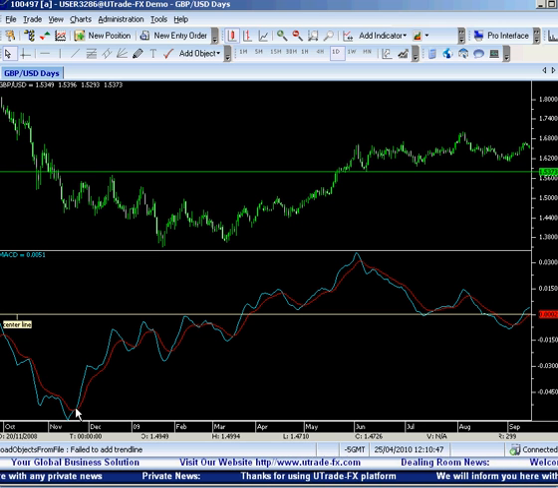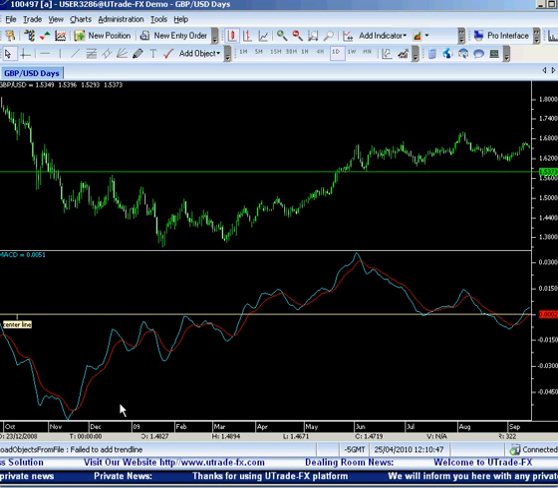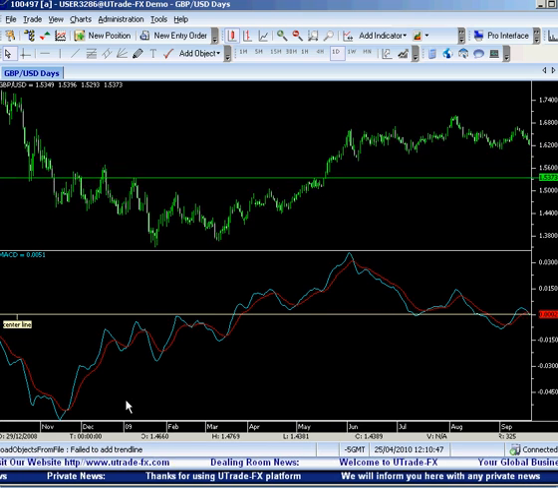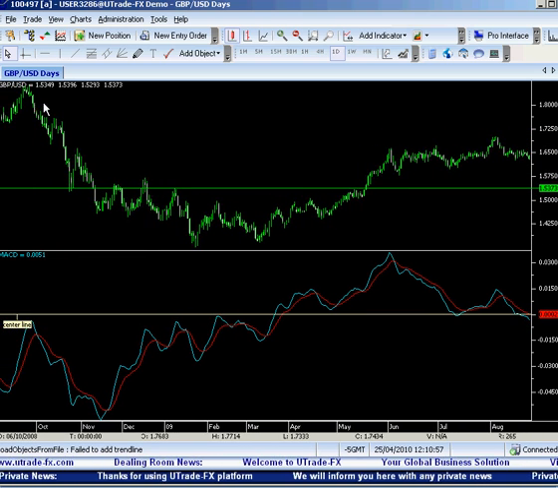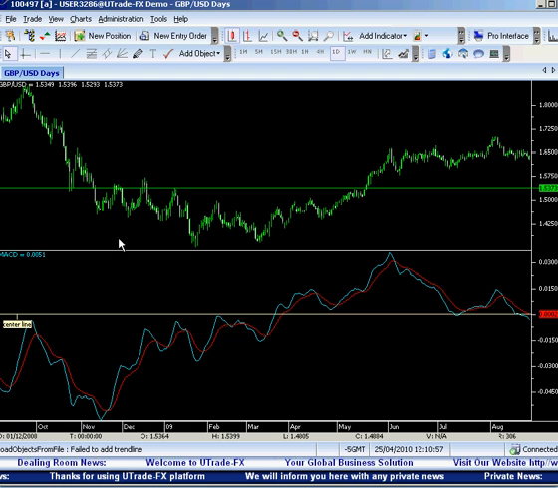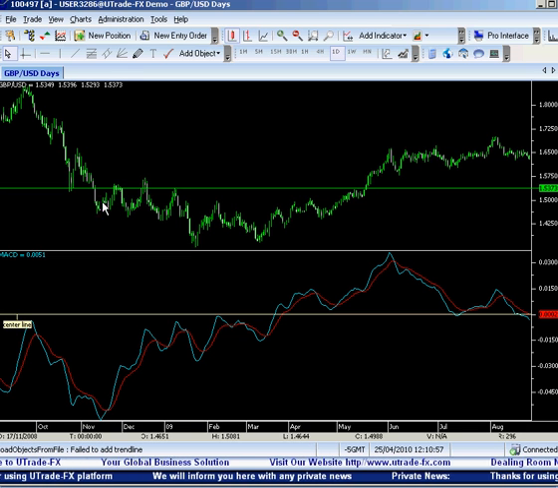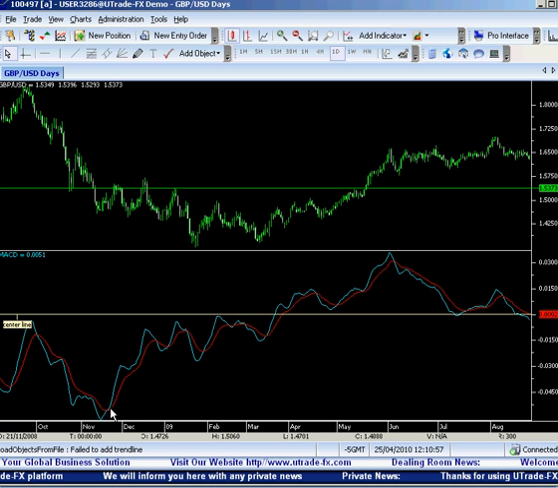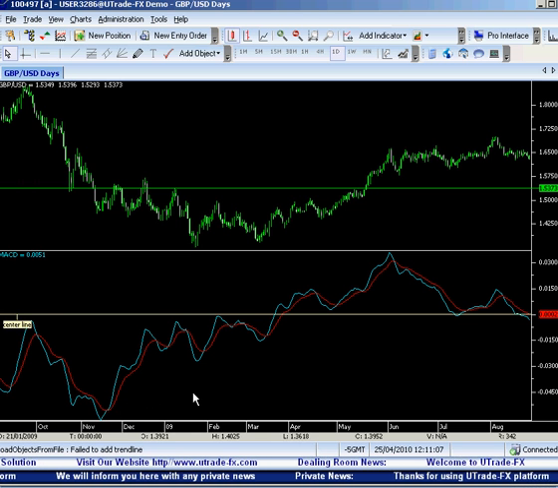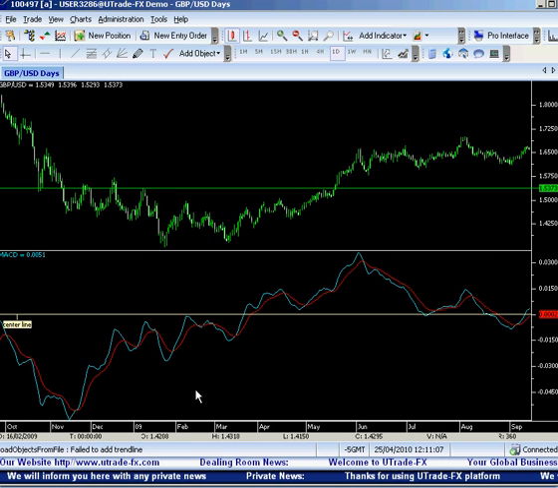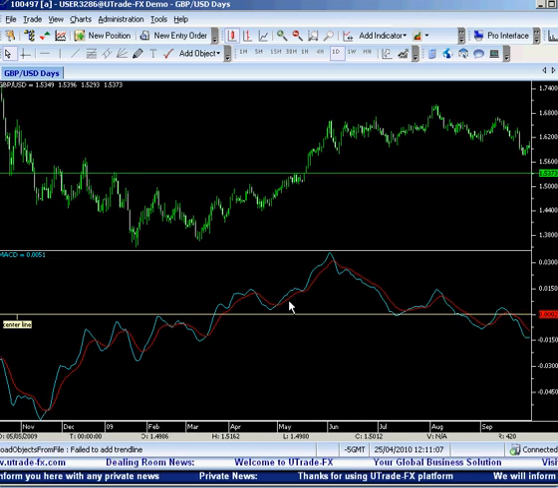Here also it crossed upwards, but after a very sharp drop for the pound. You see the pound had a very nice drop here. It crossed upwards. It can indicate either that the market is going to trade in a range or there will be an up move. And the last thing we're going to talk about is the divergences.